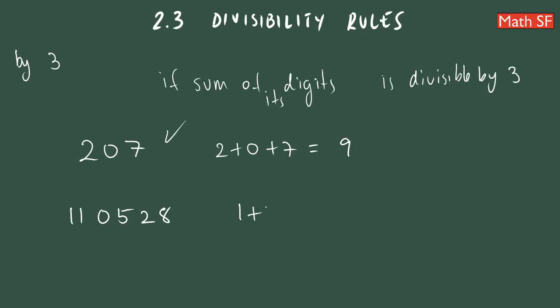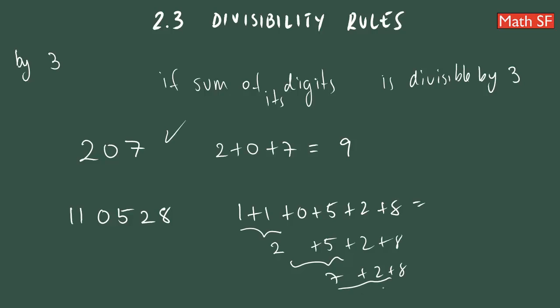Let's add up the digits. 1 plus 1 plus 0 plus 5 plus 2 plus 8. 1 plus 1 is 2. Then 2 plus 7 plus 2 plus 8. 9 plus 8 will give you 17. So is 17 divisible by 3? Well, remember 3 times 5 is 15 and 3 times 6 is 18. Therefore, no, it's not divisible by 3. Therefore, this huge number is not divisible by 3.